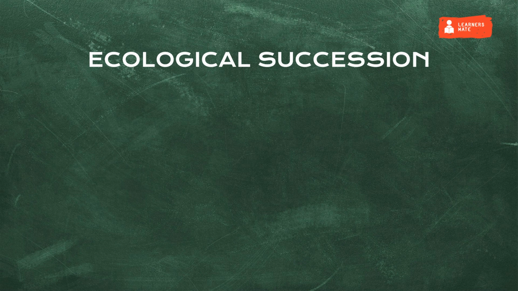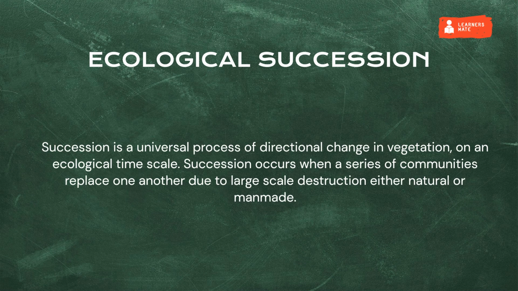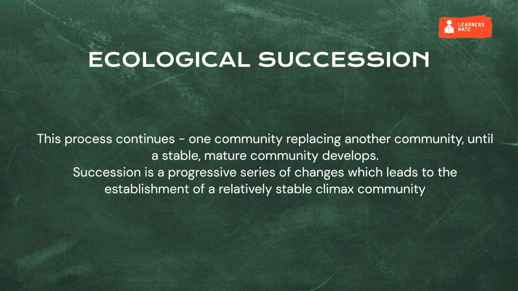Ecological succession. Succession is a universal process of directional change in vegetation. On an ecological time scale, succession occurs when a series of communities replace one another due to large-scale destruction, either natural or man-made. This process continues, one community replacing another, until a stable, mature community develops. Succession is a progressive series of changes which lead to establishment of a relatively stable climax community.